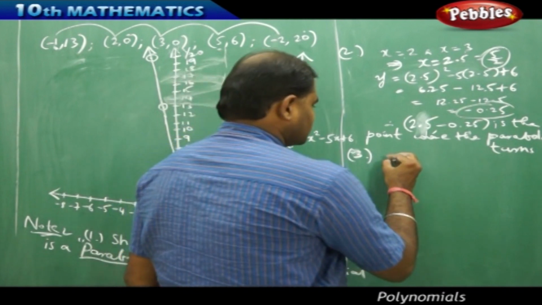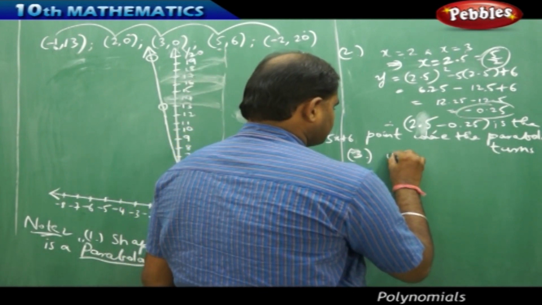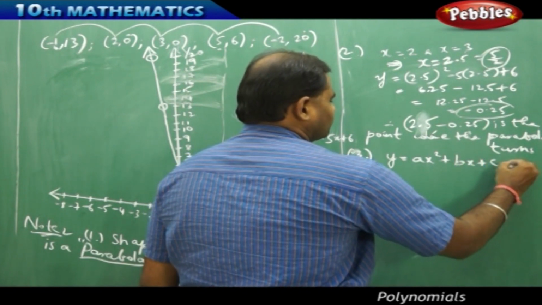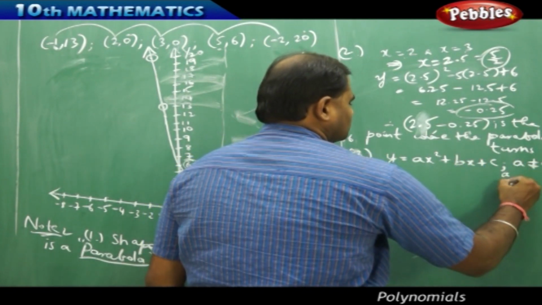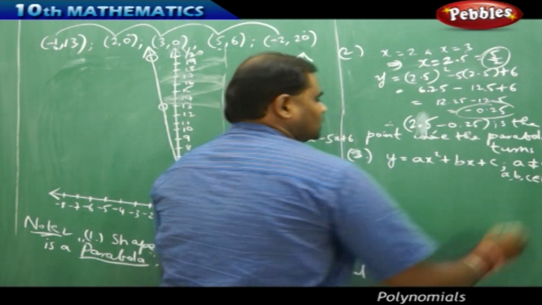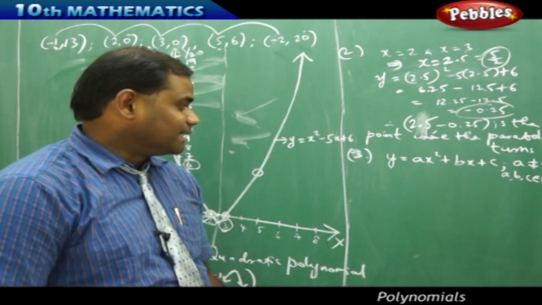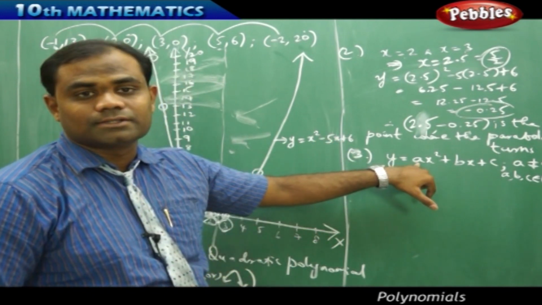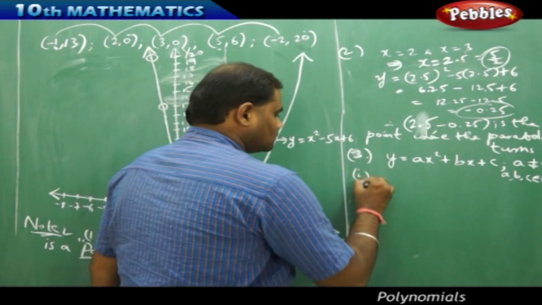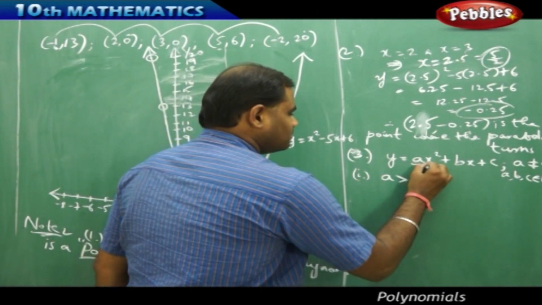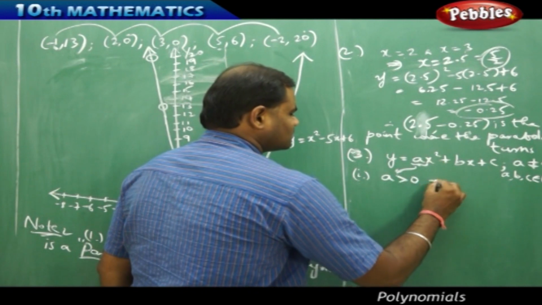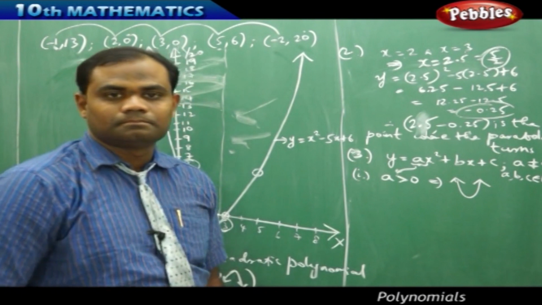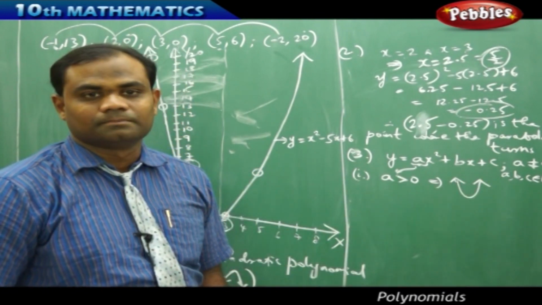So here, if I take the parabola in the general form, then I say that the parabola is upwards if a is greater than 0. So a greater than 0, this a being greater than 0 implies I get an upward parabola. Straight away an upward parabola.